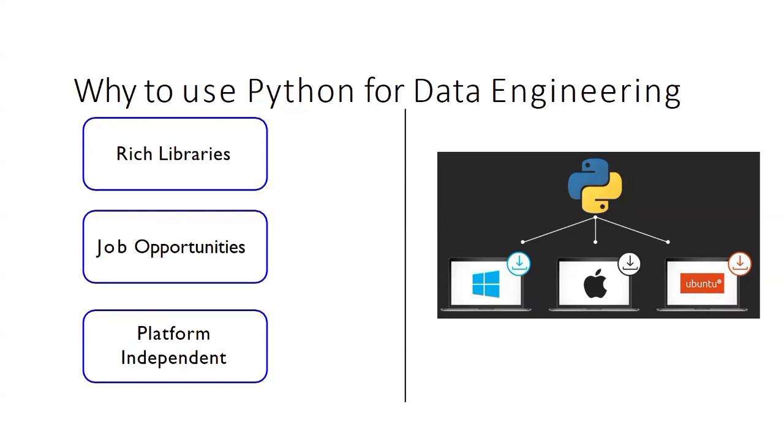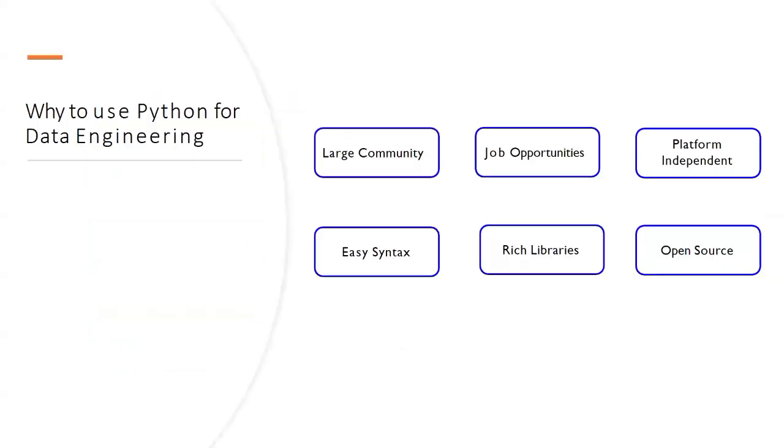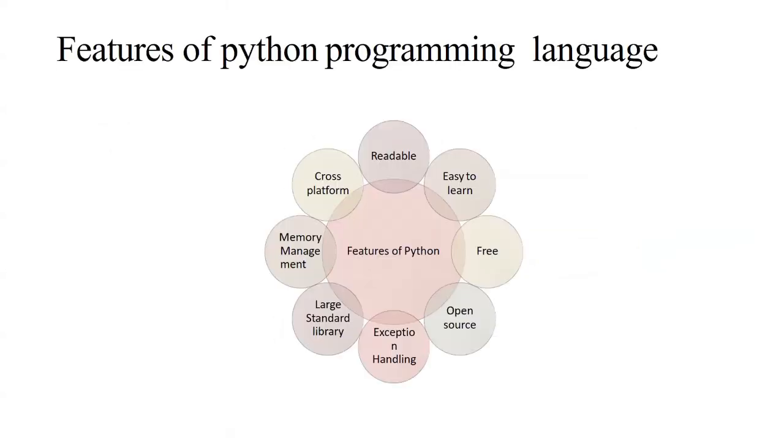Now, all these properties are making Python useful for me, right? So why use Python for data engineering? Large community, job opportunities, platform independent, easy syntax, rich libraries, and open source. Well, there is nothing that I need to tell about Python going forward. Every single thing you can do with the help of Python. Okay. Now, why Python is considered more helpful for us is, as I told, it can do everything for us, right?